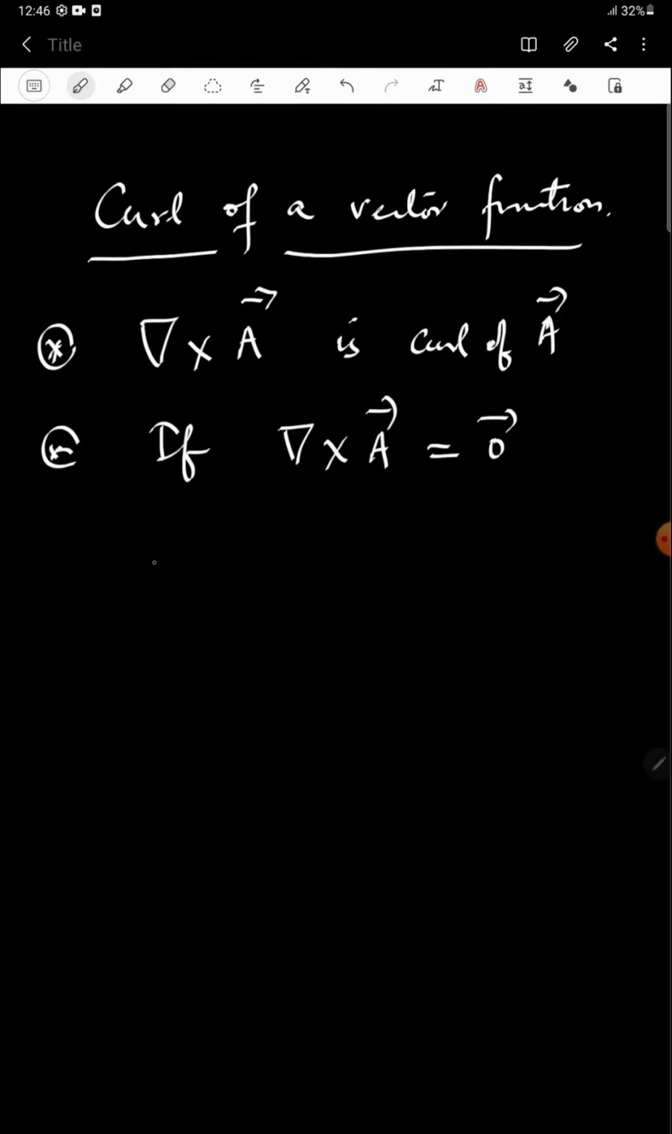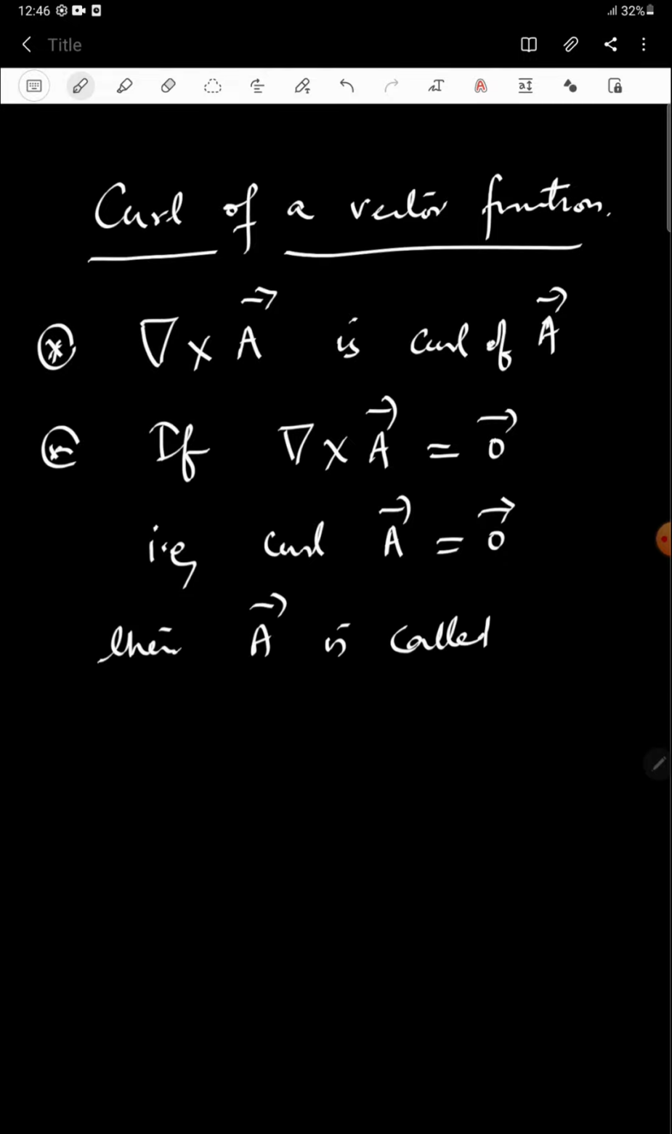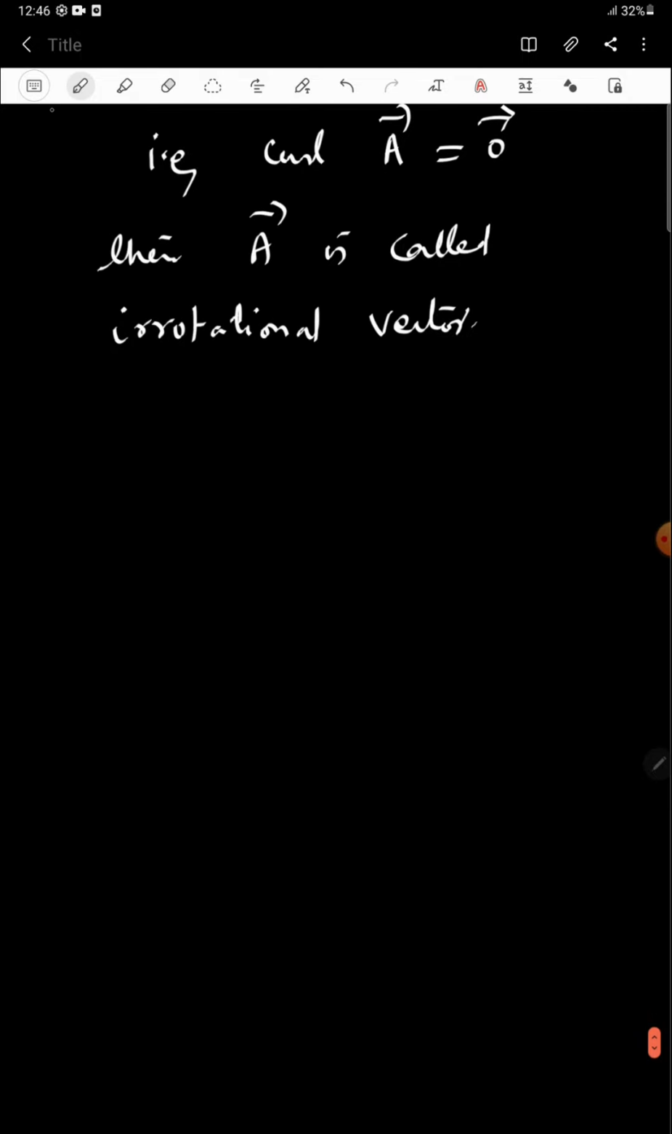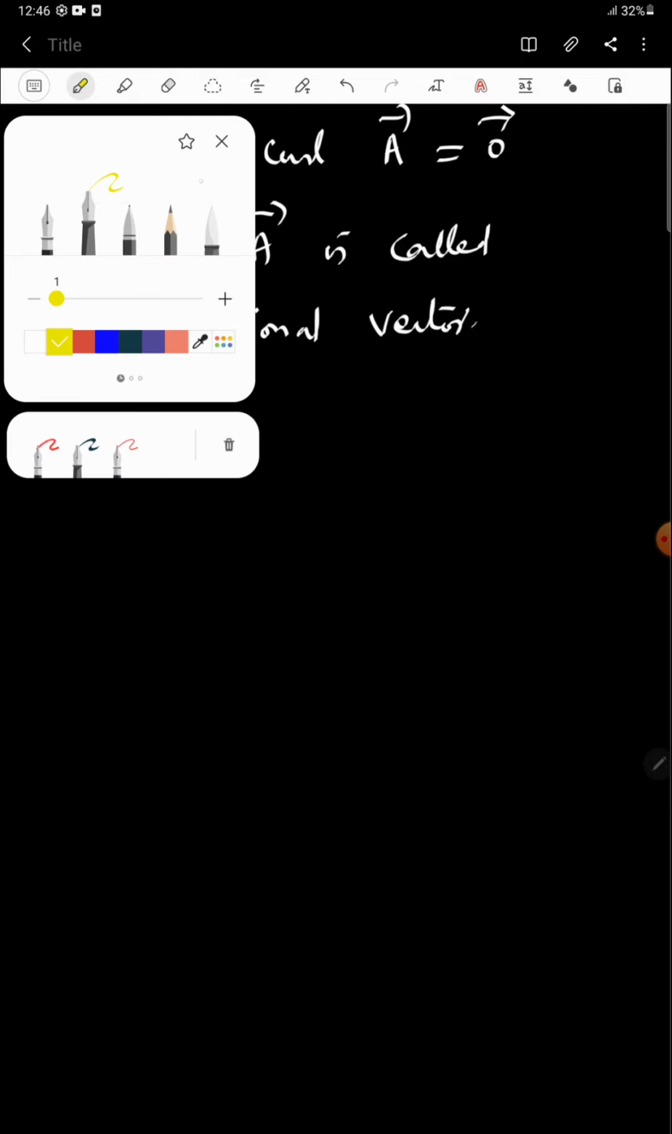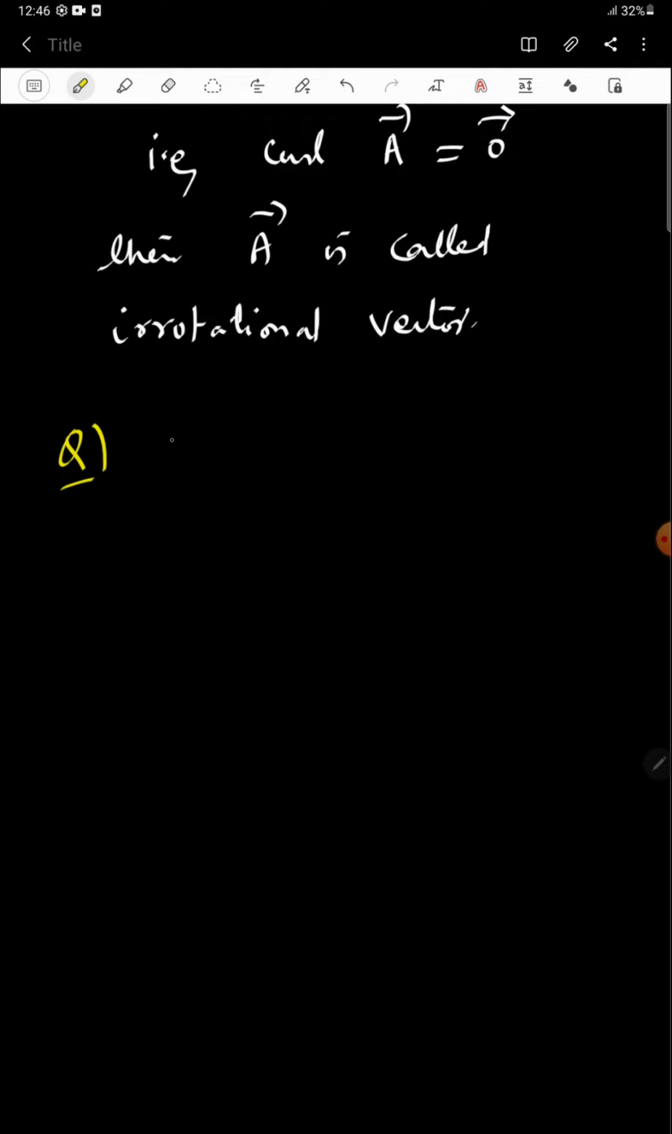The point to be noted is that if del cross A is the 0 vector, that is curl of vector A, this is one notation, curl A or del cross A, equal to 0 vector, then we say that A is irrotational. Then A bar is called irrotational vector.